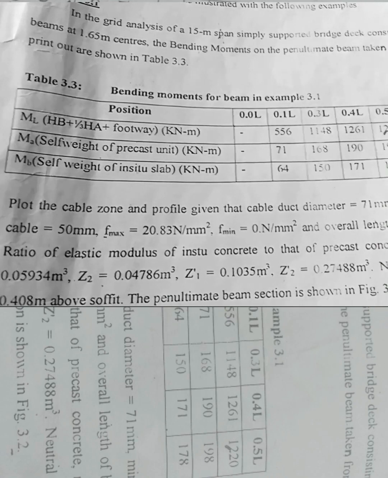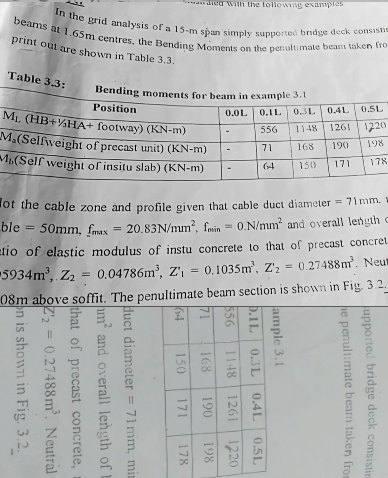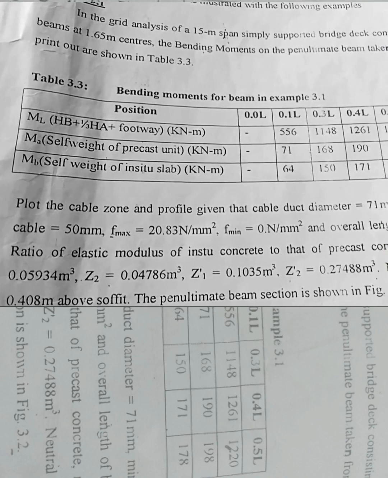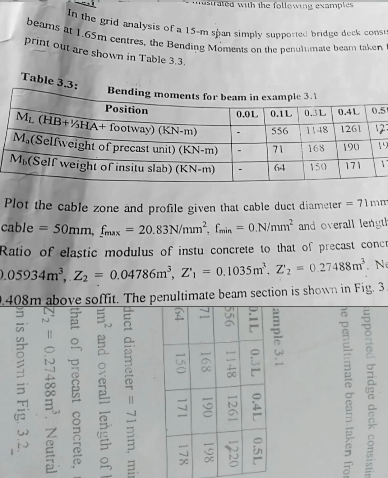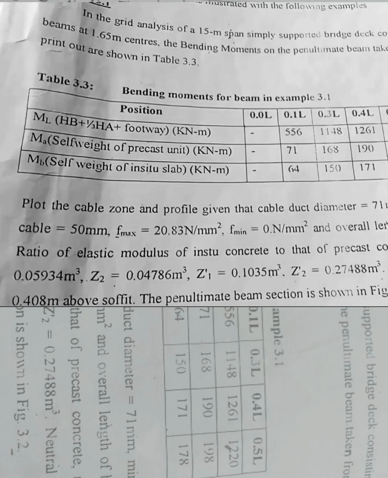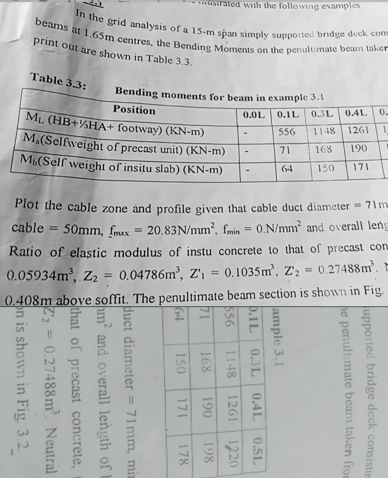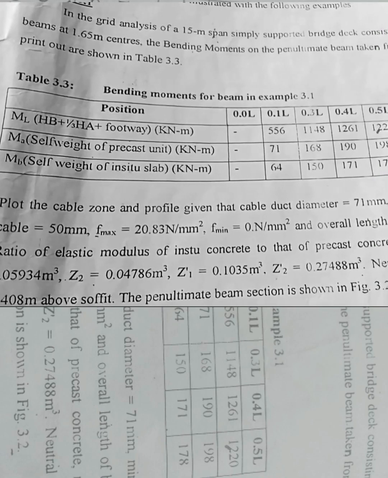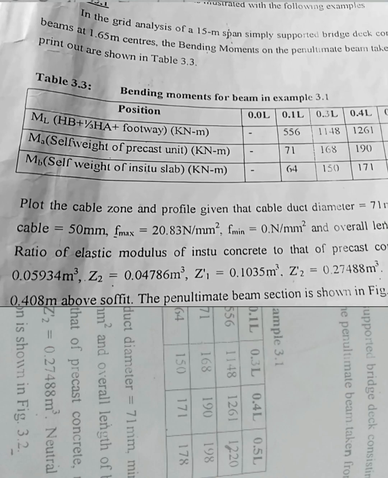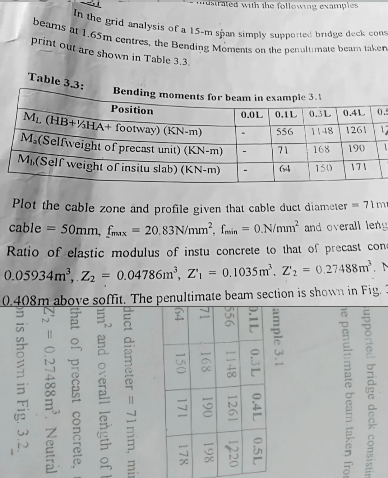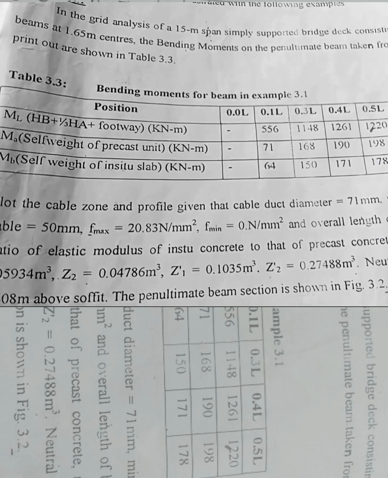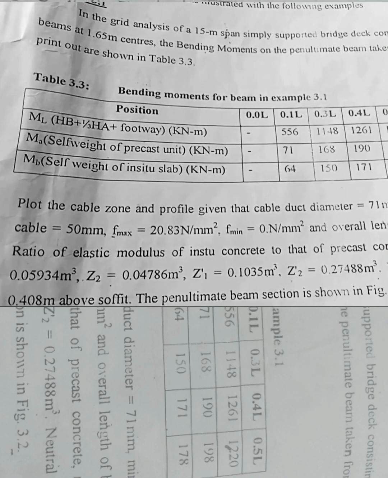We are going to look at the live load moment ML, which comprises HB load plus 1/3 HA and the footway load in kilonewton meters. We also have the load due to the self weight of the precast section in kilonewton meters, at various positions. Last on the column, we have the load due to the in situ slab.